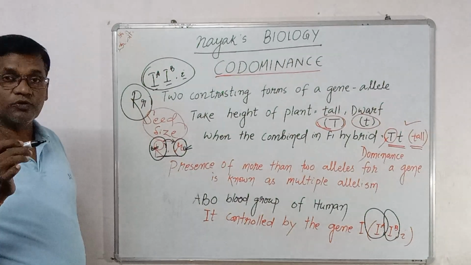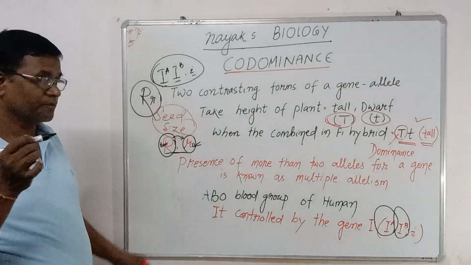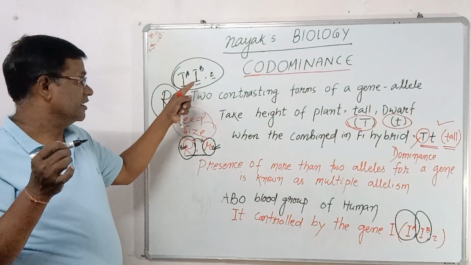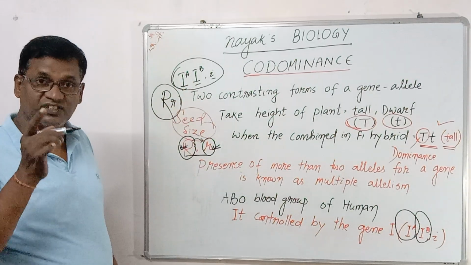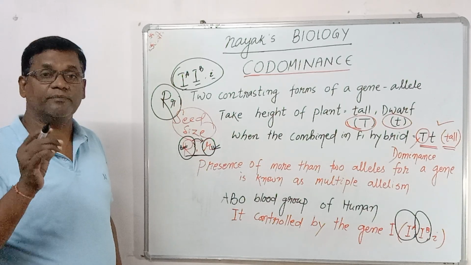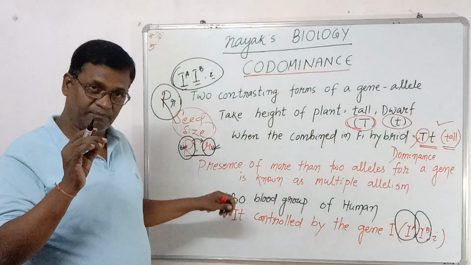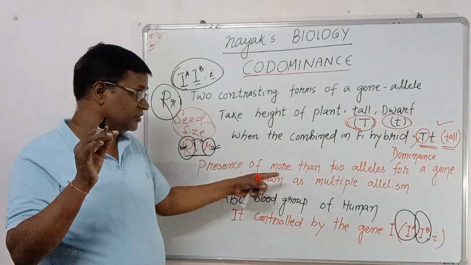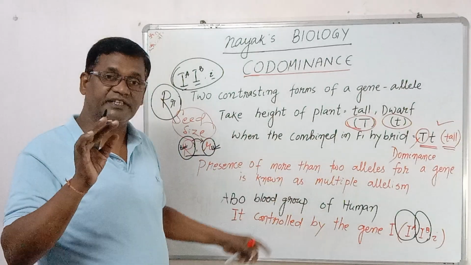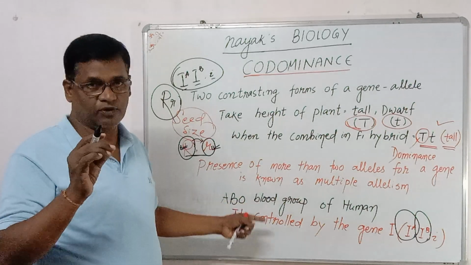What is blood grouping? When we read about blood grouping, A, B, AB, O, this grouping is due to the presence of the genes IA, IB and small i. These are the three alleles or gene forms which make our ABO blood group. The most important thing to remember here: the presence of more than two alleles for a gene is known as multiple allelism. It is present in the ABO blood group.